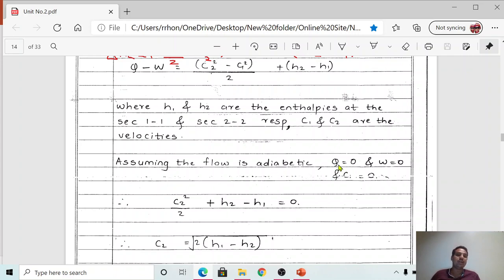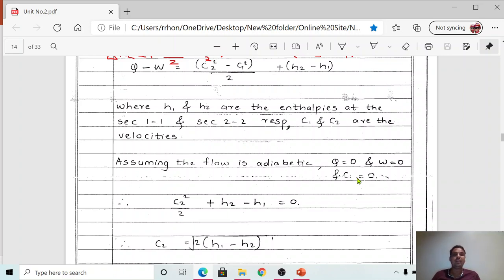we have to consider heat equal to 0, that is Q is equal to 0, work equal to 0, W is equal to 0, and the initial velocity C1 is equal to 0. These are the assumptions made through the adiabatic equation or adiabatic standard. According to the adiabatic standard, you require the knowledge of thermodynamics. Through that we can write heat is equal to 0, work is equal to 0, and the initial velocity of the air is equal to 0 in this case.